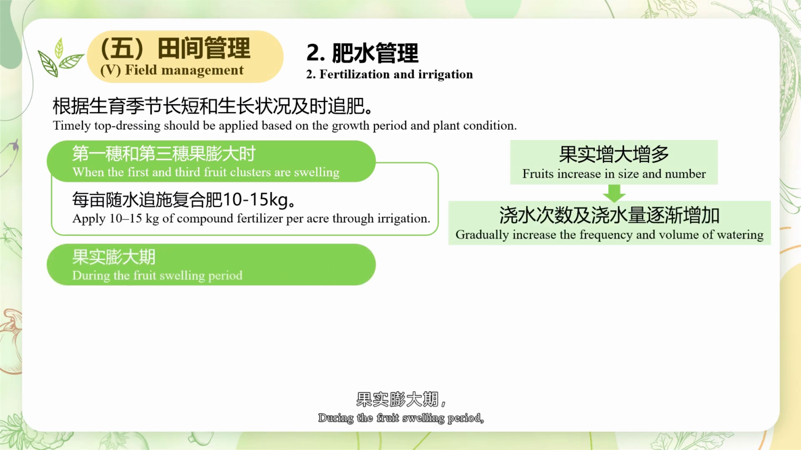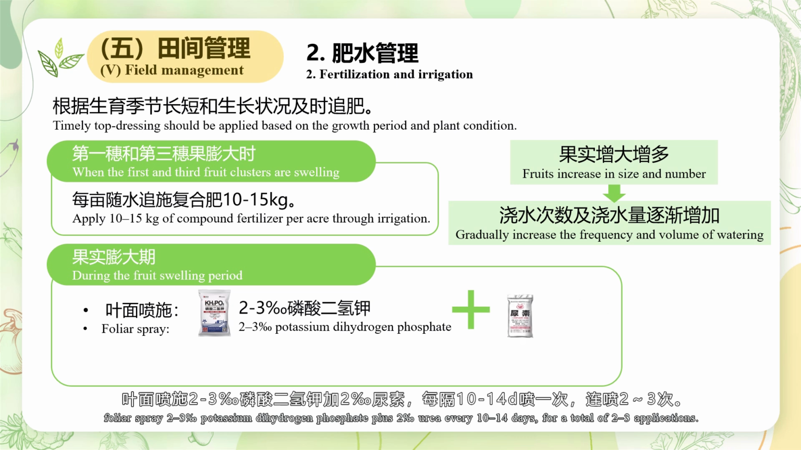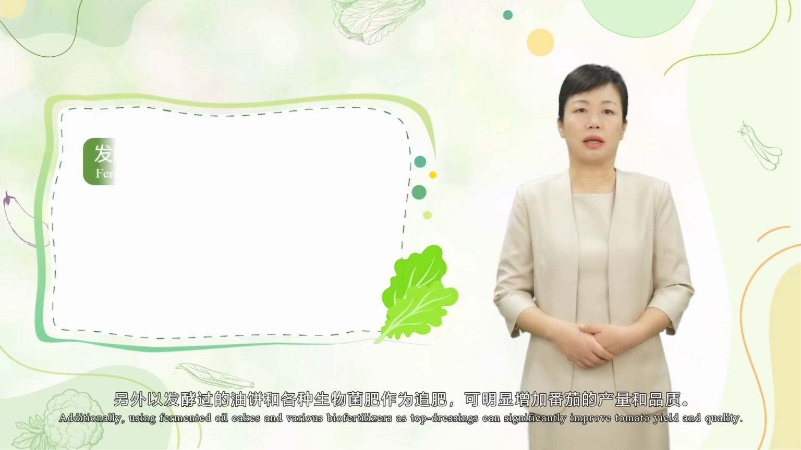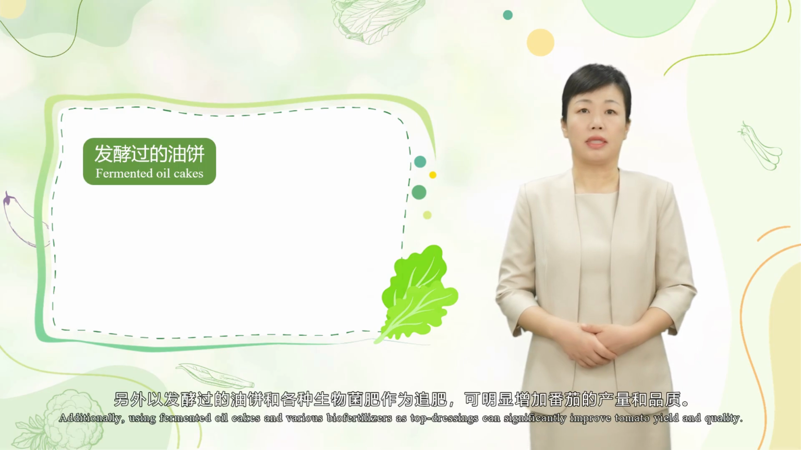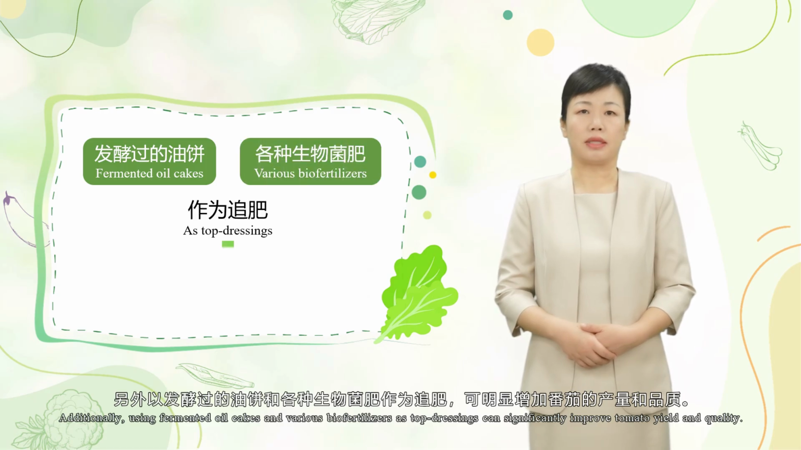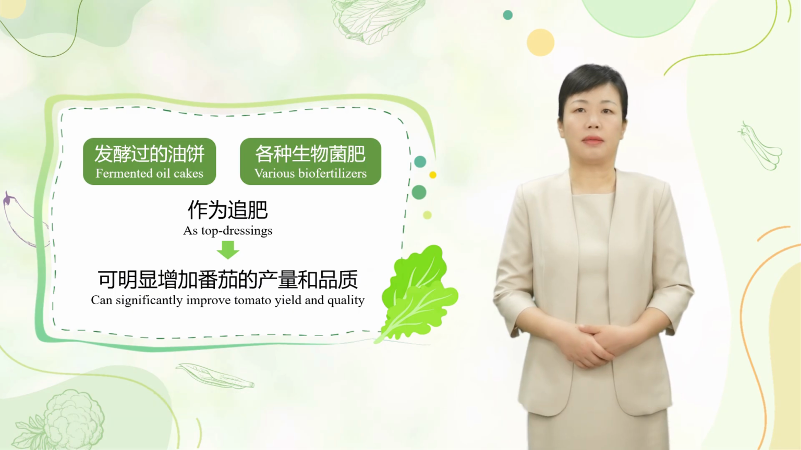During the fruit swelling period, foliar spray 2 to 3 per mil potassium dihydrogen phosphate plus 2 per mil urea every 10 to 14 days, for a total of 2 to 3 applications. Additionally, using fermented oil cakes and various biofertilizers as top dressings can significantly improve tomato yield and quality.